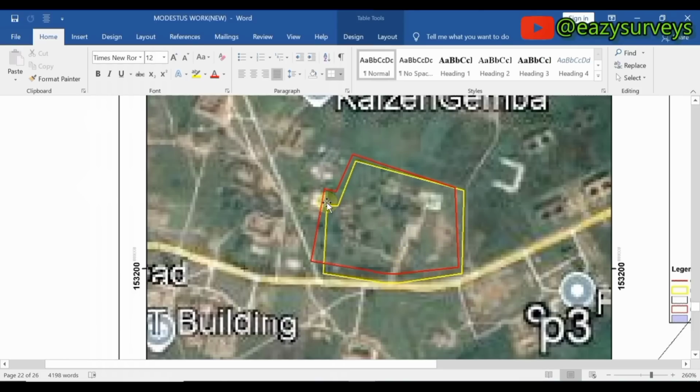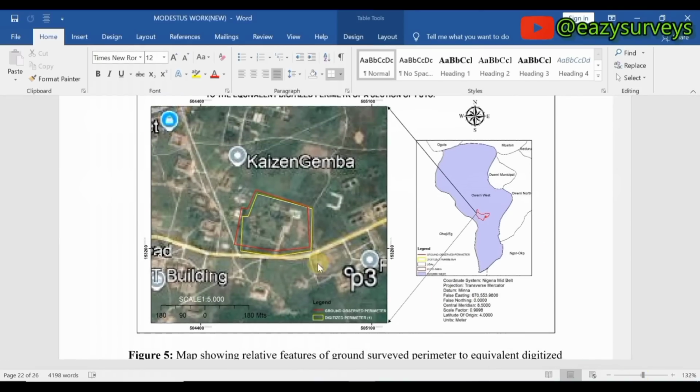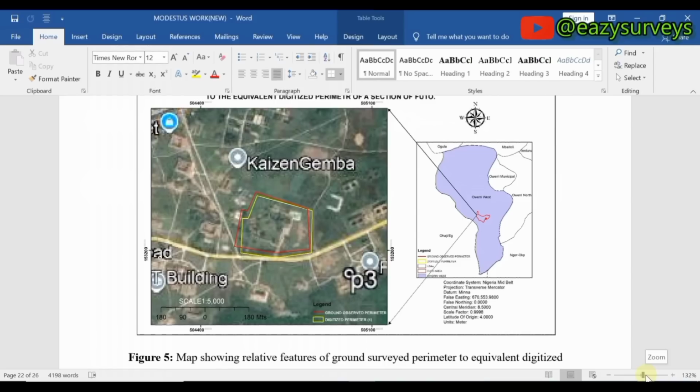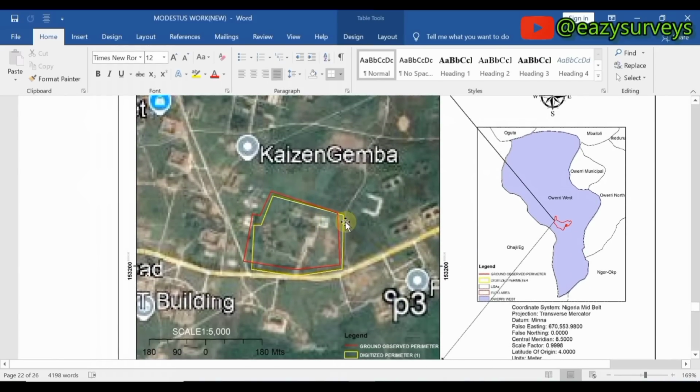Then this yellow boundary is the same feature on the ground, but it is actually digitized from the satellite imagery. This simply means that the yellow one is the georeferenced digitized perimeter, while the red one is the imported ground surveyed perimeter. So you can see the shift in between.